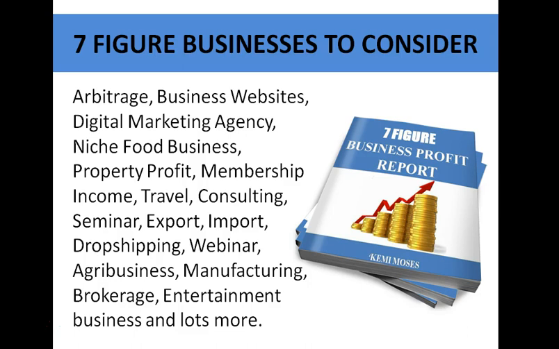You can make money from membership income, travels, consulting, seminar, export, import, drop shipping, webinar, agribusiness, manufacturing, brokerage, entertainment business, and lots more. These are different businesses. As a matter of fact, we have a copy. You can get a copy of the 7-figure business report. It's a report that focuses on each of these businesses, and we do a simple cost profit analysis on it, the capital you need to start, the kind of profit you can make, and all that.